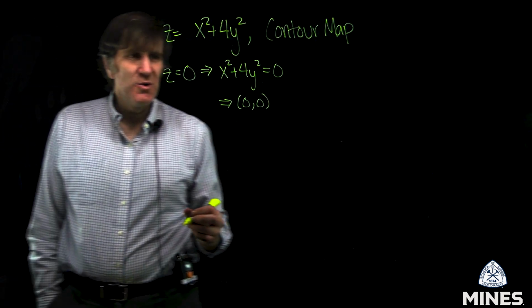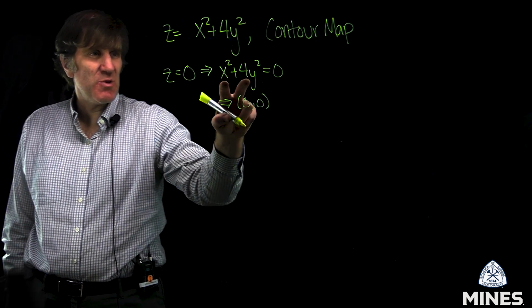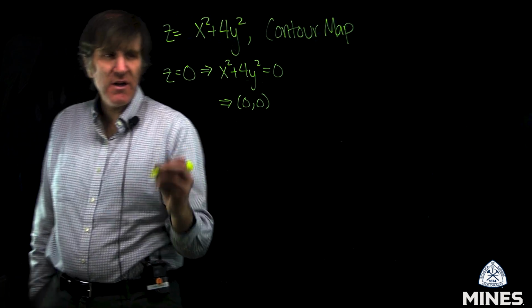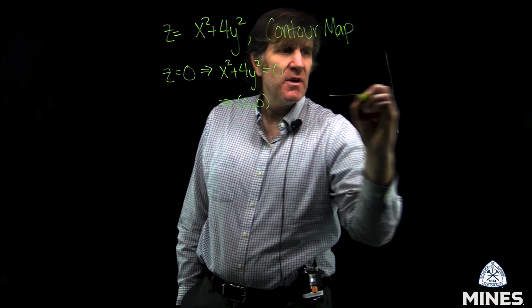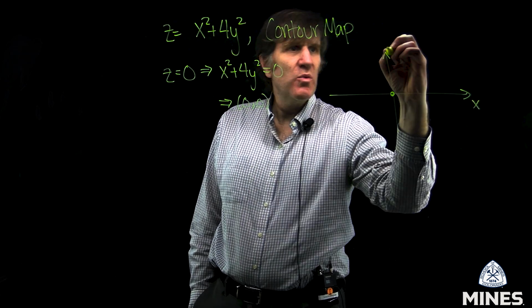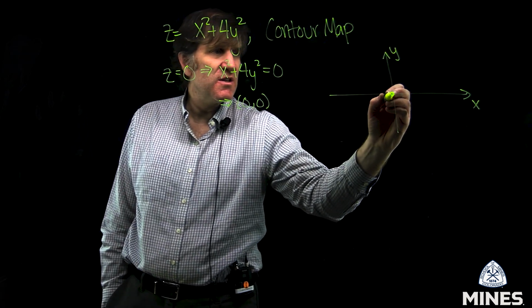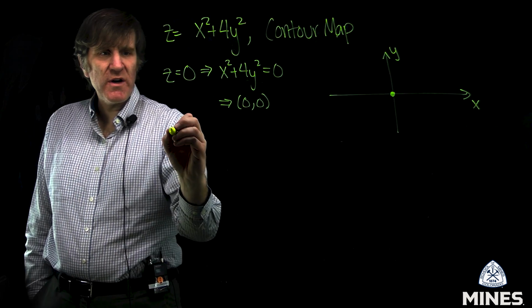There's no other way to add numbers together to get 0 if the numbers are positive, which they are here since they're squared. So on our contour map, the only point with height 0 is the origin. Let's move on to something more interesting.